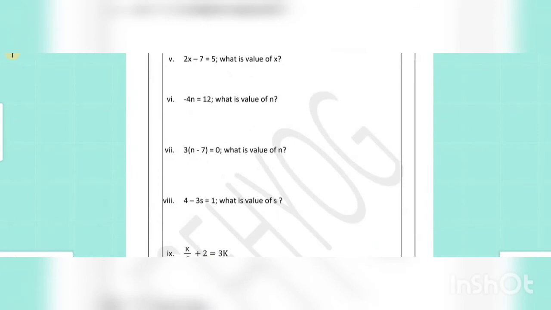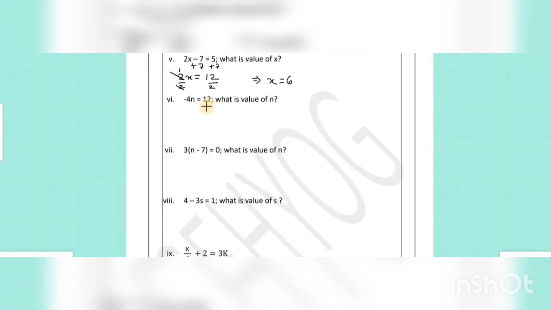Part 5. First we will add 7 on both sides of the equation. Left hand side becomes 2x equals to right hand side 5 plus 7, 12. Dividing by 2 on both sides. 2 by 2, 1x equals 6. So 6 is our answer.